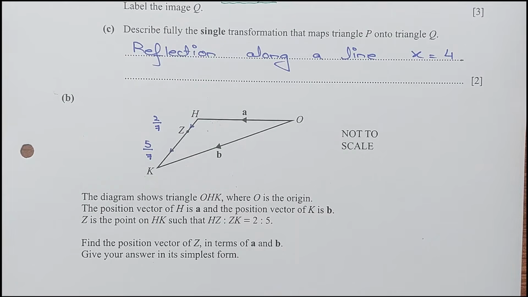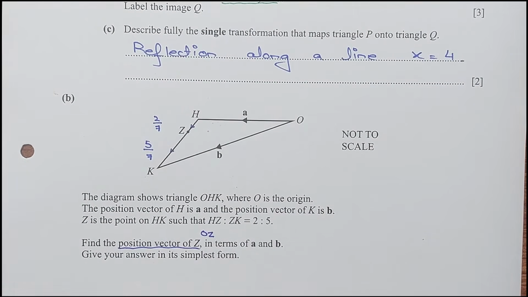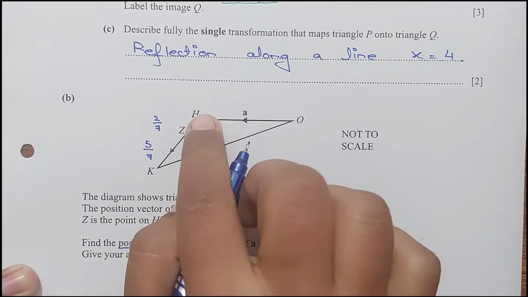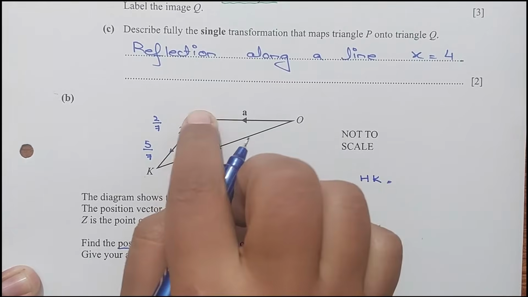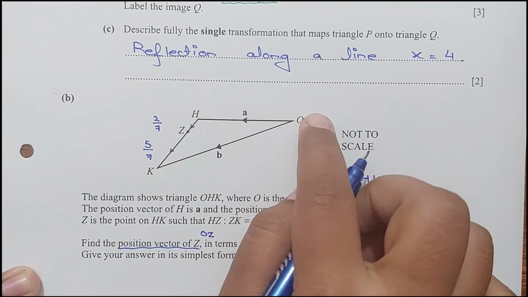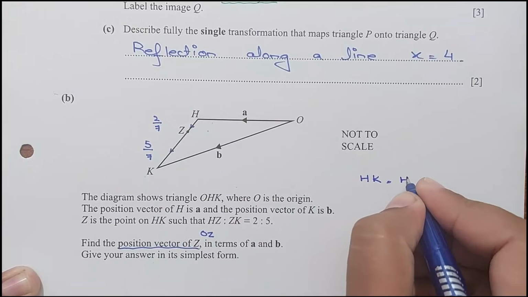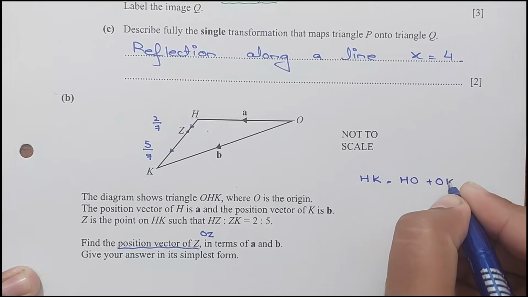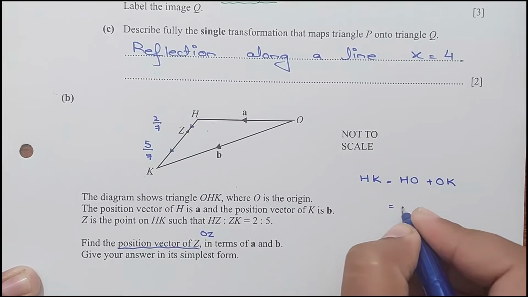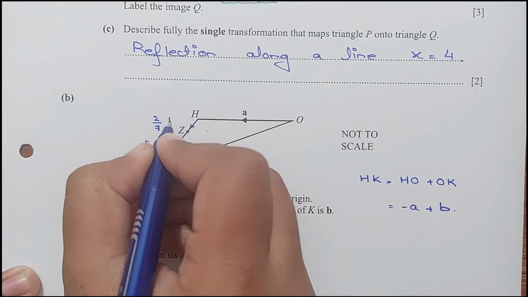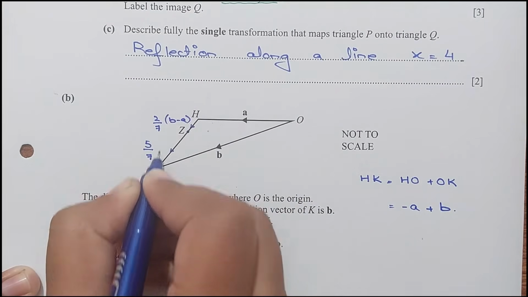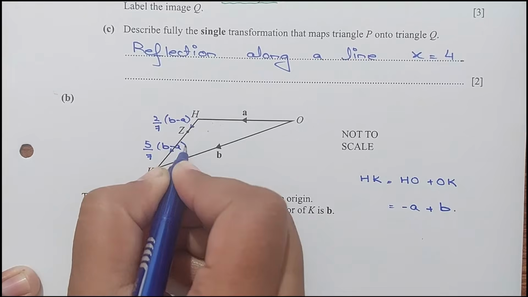Now find the position vector of Z in terms of a and b. Give your answer in its simplest form. Position vector of Z means we have to find OZ, right? So before OZ, first we have to find HK. HK follows the path of HO and OK, H to O plus O to K. HO is negative a and OK is positive b, so this is b minus a.